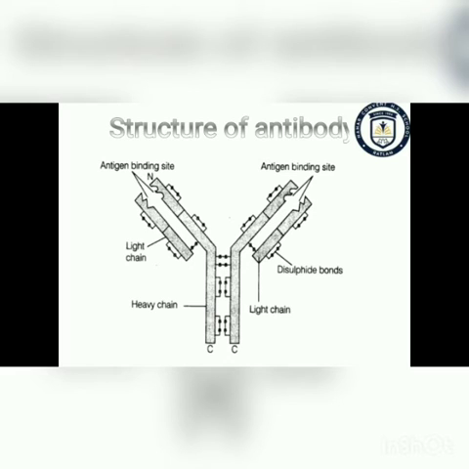The four chains are interconnected by interchain disulfide bonds, and the two heavy chains are linked by 1 to 13 disulfide bonds. Each light chain is linked to a heavy chain by a single interchain disulfide bond. The light chain has two intrachain disulfide bonds, and the heavy chain has four intrachain disulfide bonds. The immunoglobulin consists of two regions, namely the variable region or V region and the constant region or C region. So this is the structure of antibody that we have studied right now.